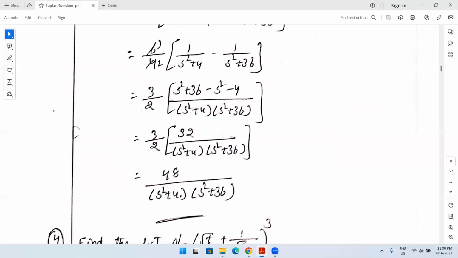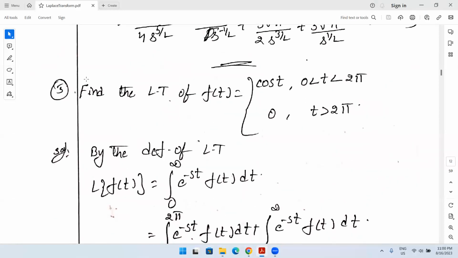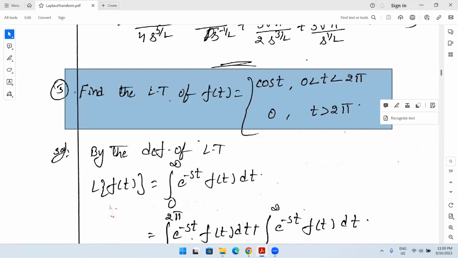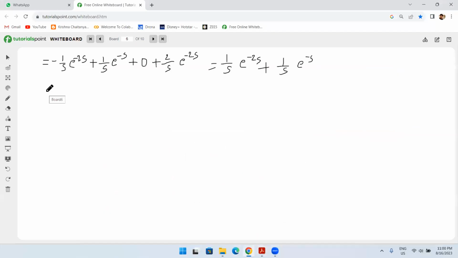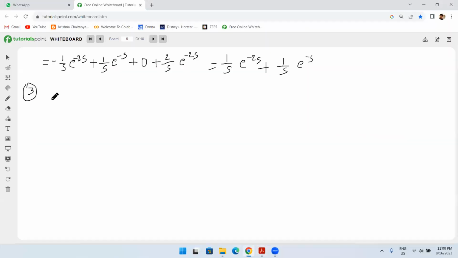And we can move to a similar problem like this. This is a piecewise continuous problem. Find the Laplace transform of f of t. Here I'm moving to the third question: find the Laplace transform of f of t.